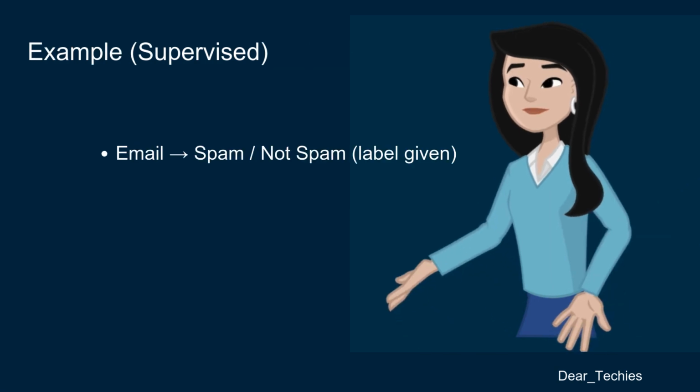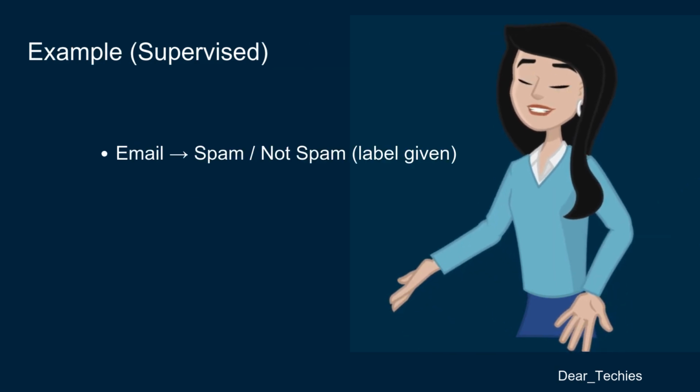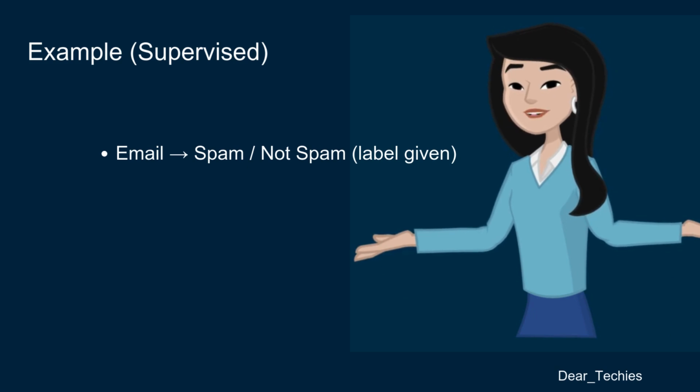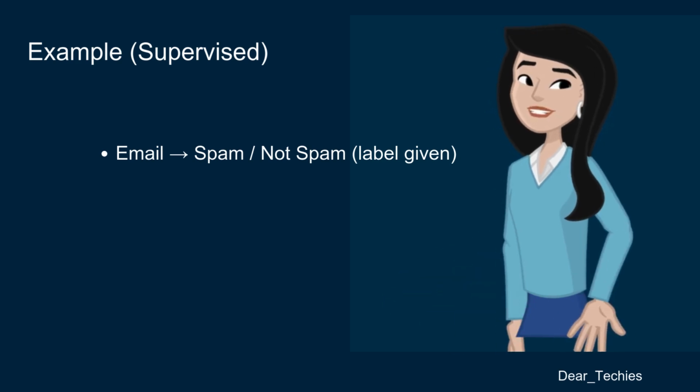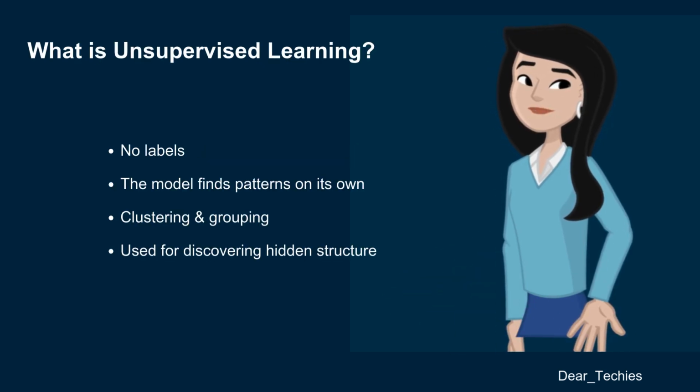For example, in email filtering, the system sees many emails where each mail is already labeled as spam or not spam. So it learns by example and then predicts for new emails.